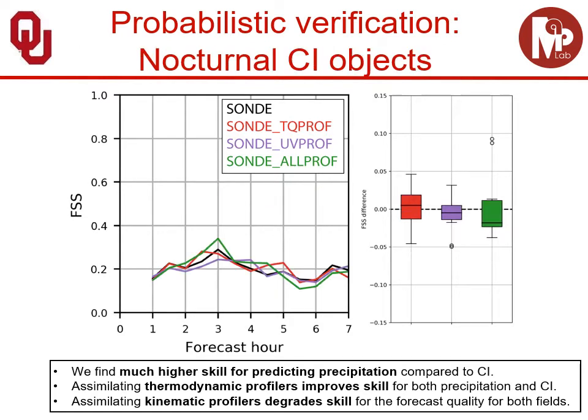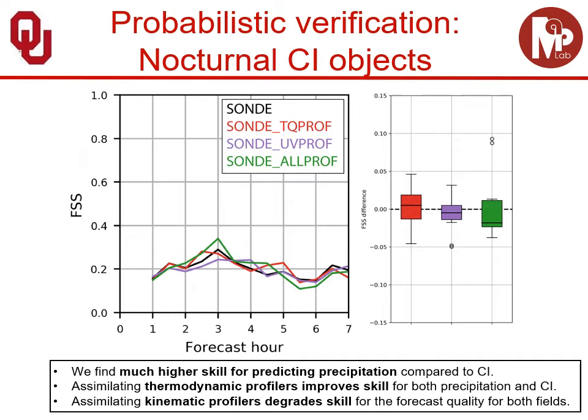Now looking at the same verification but for the CI objects, first we can note that the CI is showing much lower skill compared to precipitation. This might not be surprising, but it suggests that our model can predict general regions where nocturnal precipitation occurs, but it struggles to predict the precise timing and location of initiation within those regions. But back to the impacts.